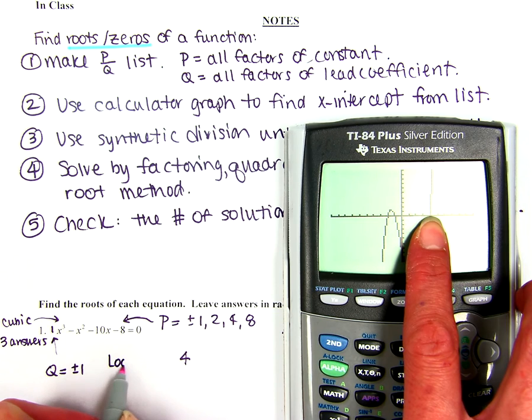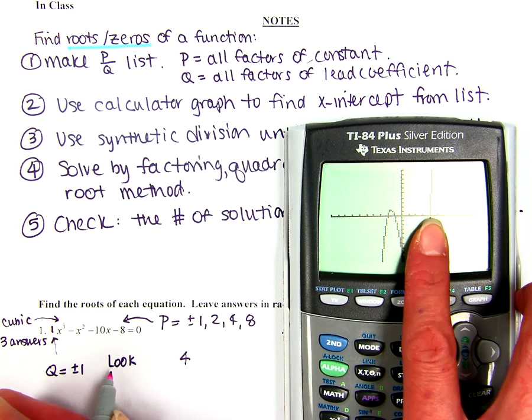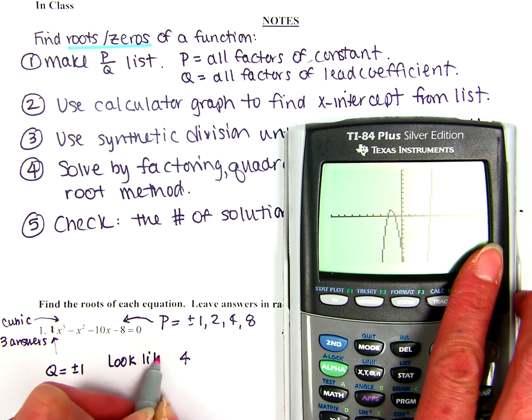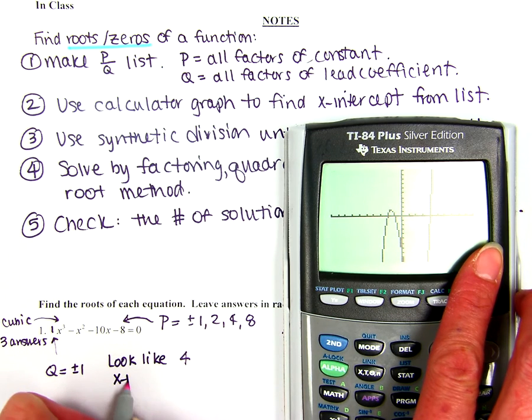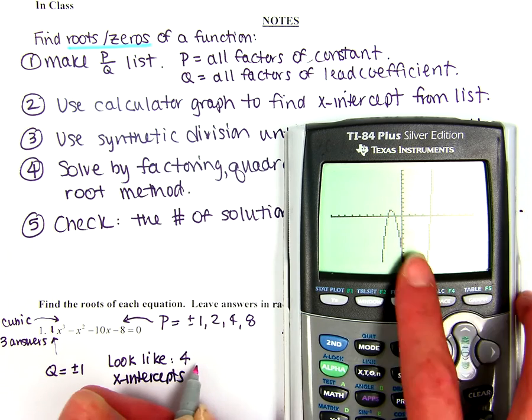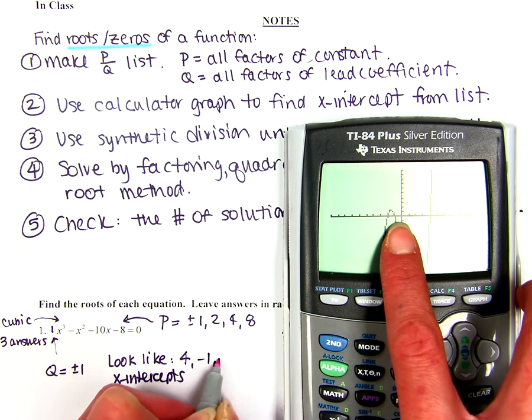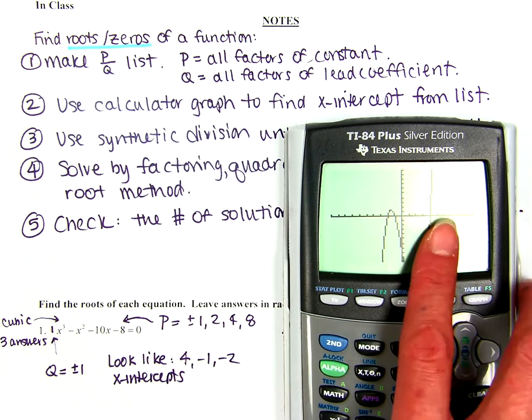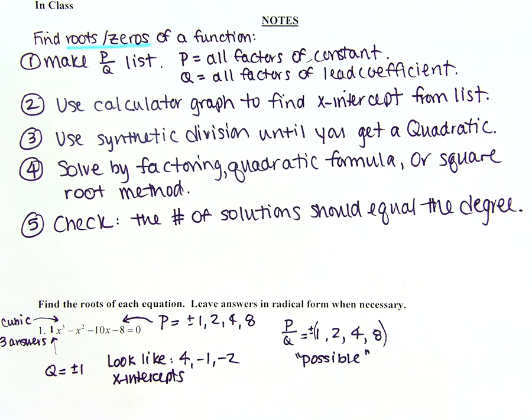Alright, so let's figure out which ones look like they cross at the x-axis, which would be, we'll say, x-intercepts. So that would be 4. This looks like negative 1 and negative 2. Alright, so we're going to actually prove that these are actually our solutions. So let's just start with the number 4.